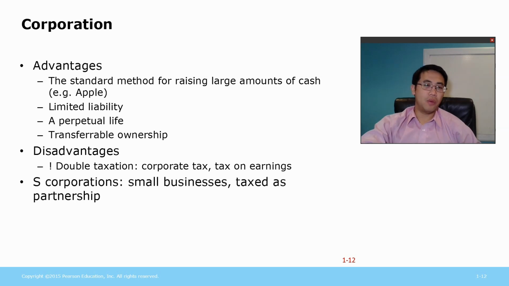Realizing that problem, we see double taxation would discourage corporations. So the U.S. Congress passed a bill to form the S corporation, or small corporation. So S corporations are a way to encourage small businesses. They do not pay corporate tax. Instead, they only pay income tax, and they are taxed as a partnership. So that is a big relief of tax load for small businesses.